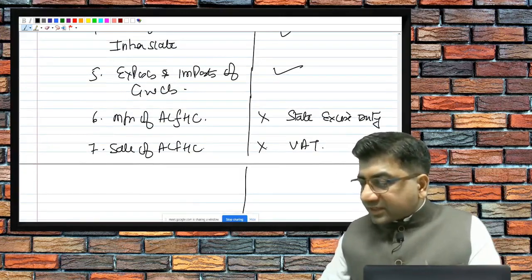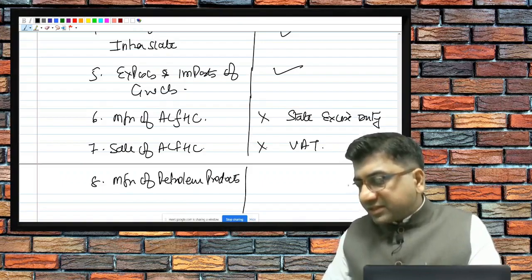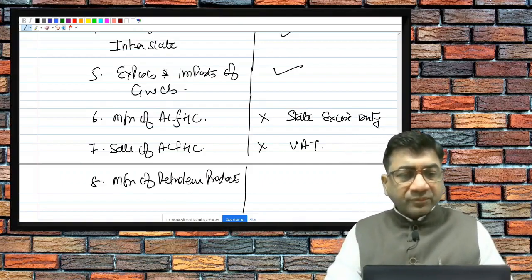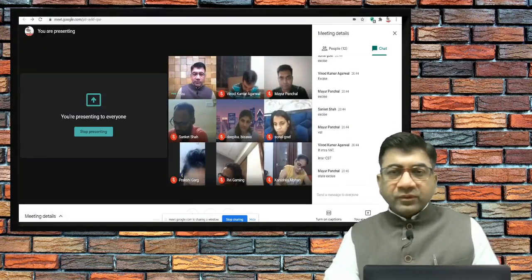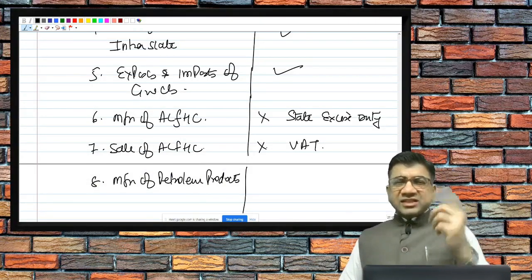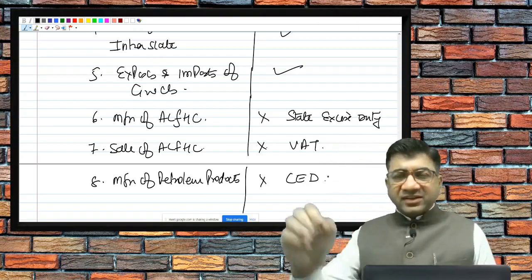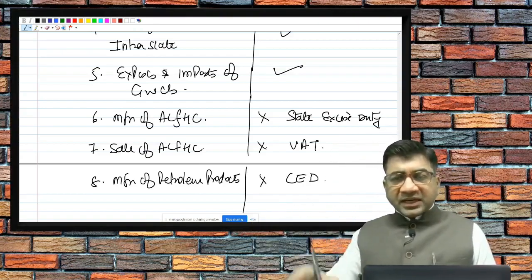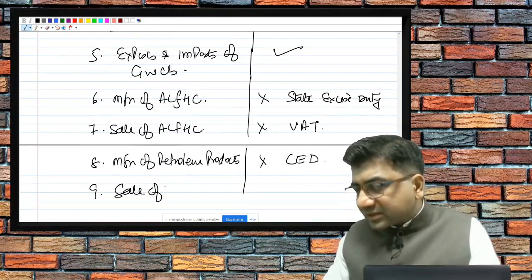Manufacturing of petroleum products. Is GST levied there? No. But taxes are levied on manufacturing of petroleum products. Central excise duty, CED. Alcoholic liquor, state excise duty. Very good.